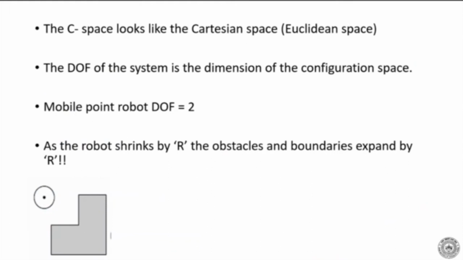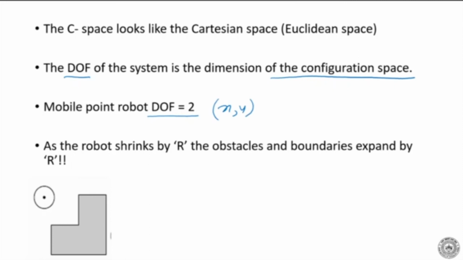Now the degree of freedom, so these are terms, so let's go slowly. The degree of freedom of the system is the dimension of the configuration space. So for a mobile point robot, the degree of freedom is 2 because there is only x and y. And that is why we said that it is not rotating, it is only translating.